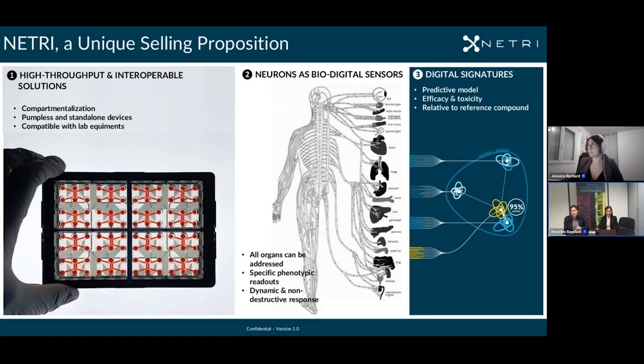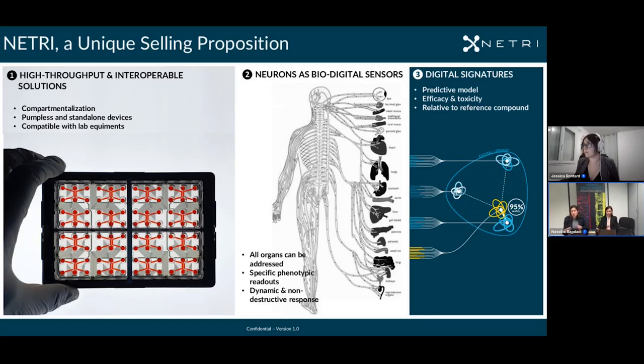At NetTri, our chips are, as you can see, transparent. We make our chips from PDMS, which is a type of silicone that is, first of all, permeable to oxygen. So you don't need extra pumps or other devices to maintain your cultures.